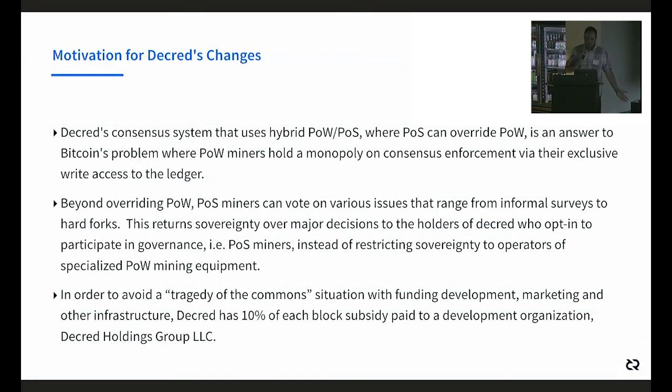So what we decided to do was take 10% of every block subsidy and push it into a fund that's run by, temporarily, a centralized entity and oversees development, marketing, and all the other infrastructure building that has to happen with a cryptocurrency. So I figured we'd zoom in.